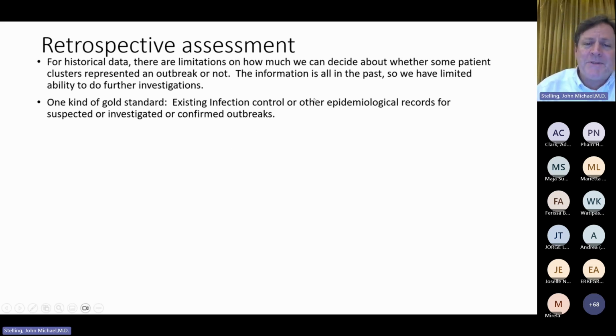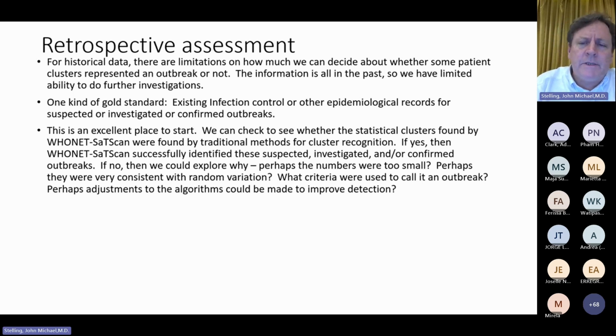Unfortunately, many people do not have these records. They don't remember. There's no logbook. It's in some emails. So if you have existing records in the public health authority or in local infection control, you can compare the WHONET-SaTScan results to that known list, if that known list exists. If there is a list of known outbreaks, that's an excellent place to start. We can check to see whether the statistical clusters found by WHONET-SaTScan were found by the traditional methods for cluster recognition. If yes, then WHONET-SaTScan successfully found the suspected, investigated, and/or confirmed outbreaks.